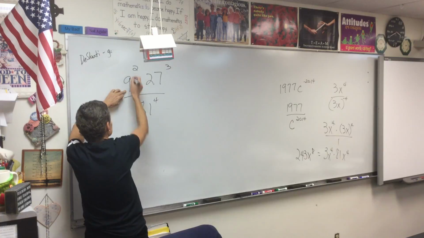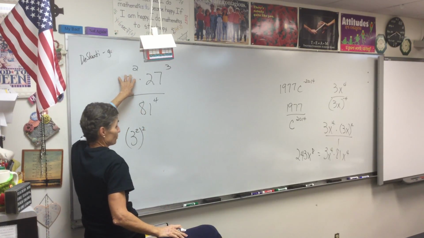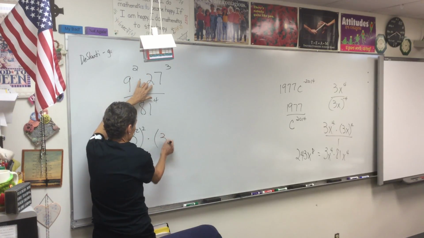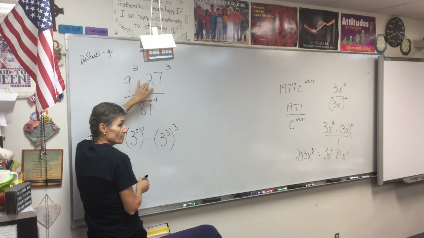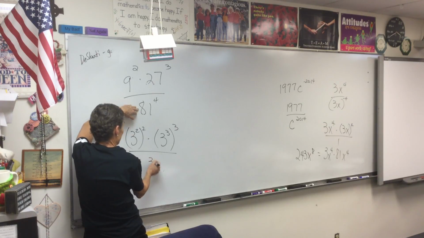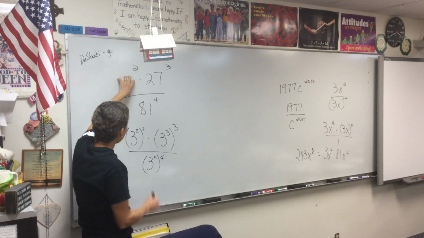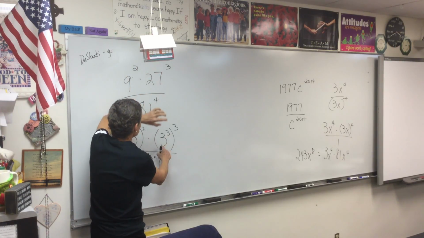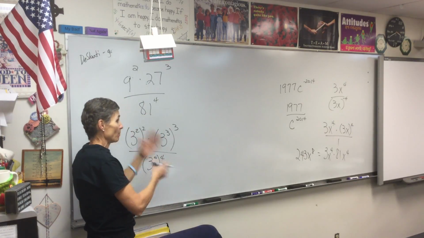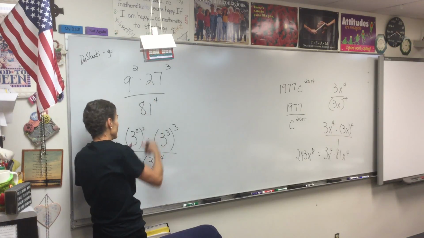Here's what I mean. 9 is 3 squared. Would you agree with that? So I have 3 squared. What's 27? 3 cubed. And what's 81? 3 to the 4th. So I changed 9 into 3 squared, 27 into 3 cubed, and 81 into 3 to the 4th. So now I can do all my properties of exponents without actually doing any arithmetic, like multiplying and dividing.